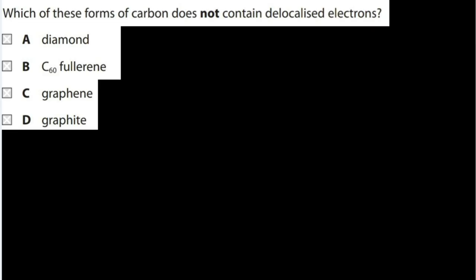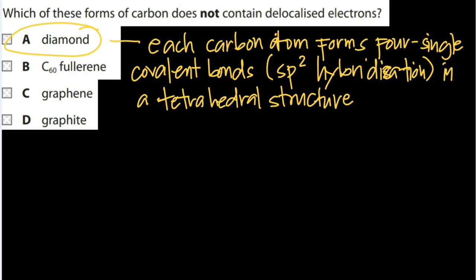Which of these forms of carbon does not contain the delocalized electrons? A, diamond, B, C60 fullerene, C, graphene, or D, graphite? The answer here should be diamond. Because in diamond, each carbon atom has 4 single covalent bonds from sp3 hybridization in a tetrahedral structure. So there are no delocalized electrons in diamond, so it does not conduct electricity.